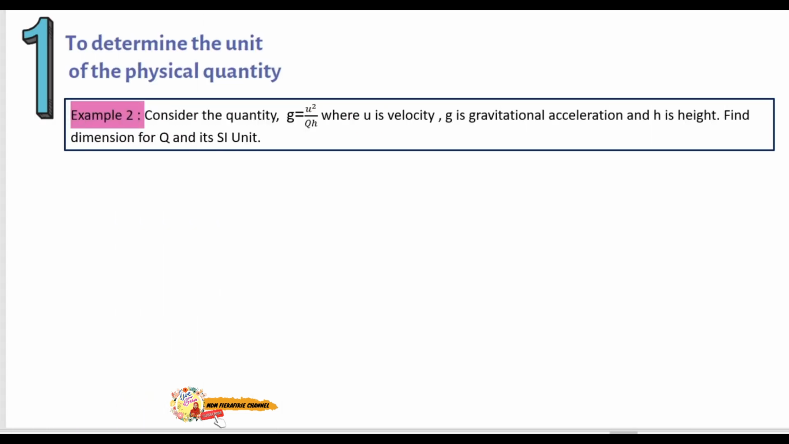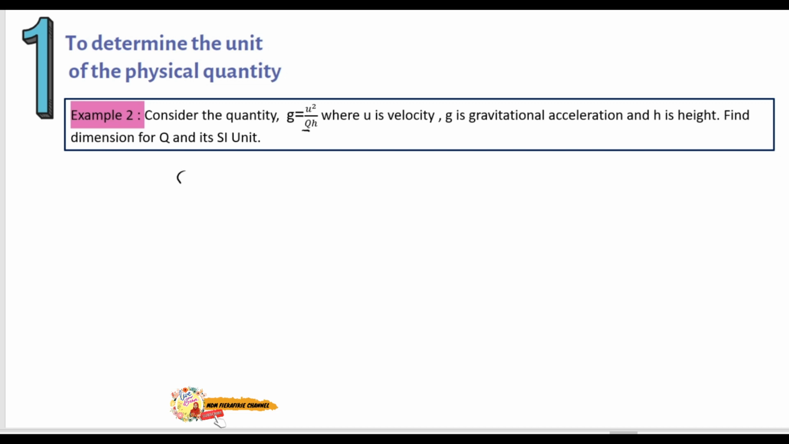Okay, now let's try the second example. We consider the quantity g equal to u squared over qh, where u is velocity, g is gravitational acceleration, and h is height. Find the dimension for q and its SI unit. So here we want to find the dimension for q.